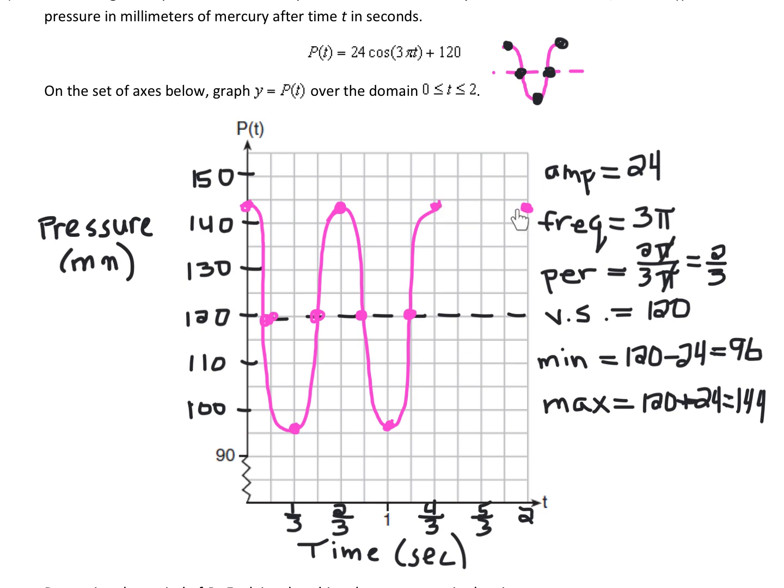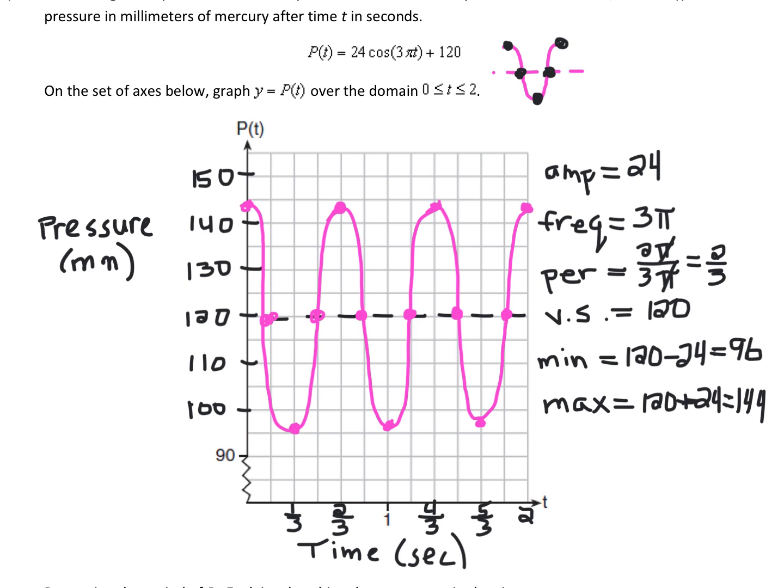Midway between these two maximums, we're going to be all the way down at a minimum. And then we know that we're going to have these 2 points on the midline. And there we have it. Okay, there is our curve. So we have 3 complete cycles on this given domain.